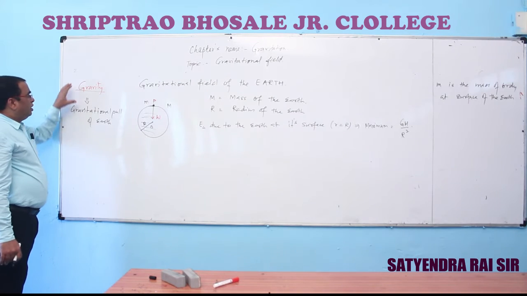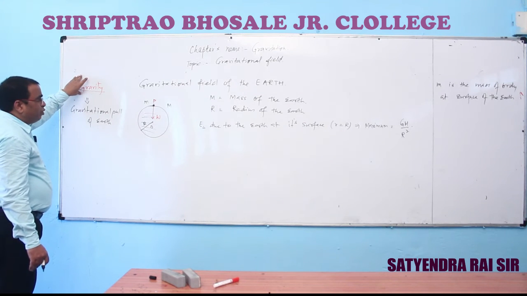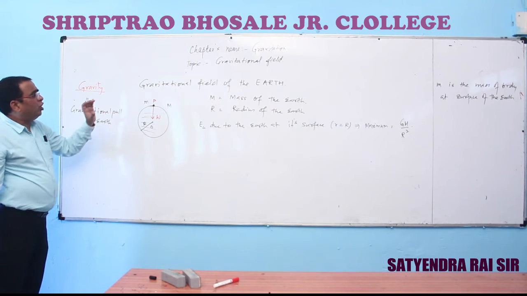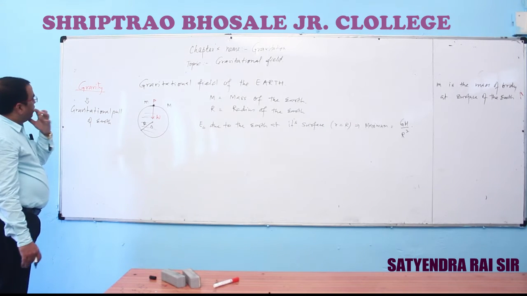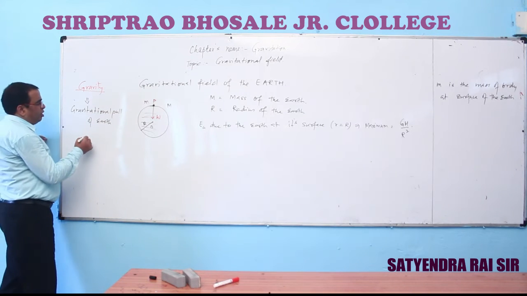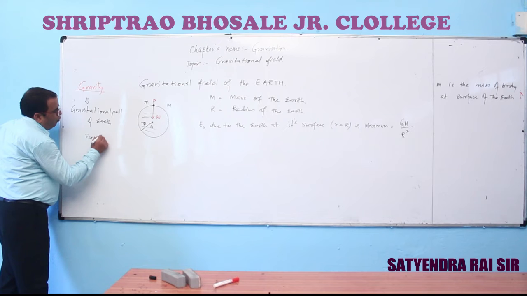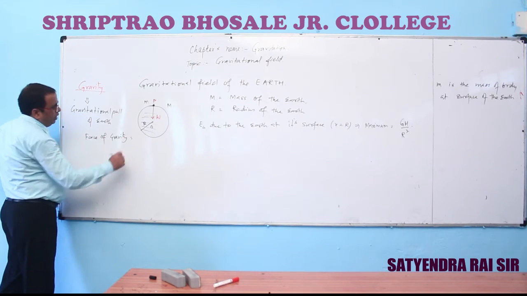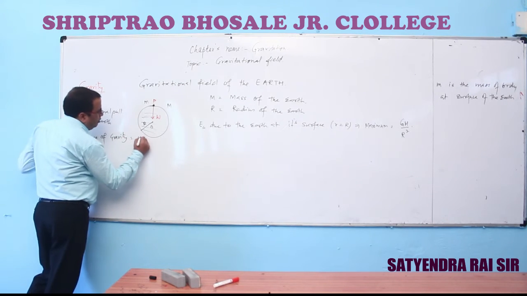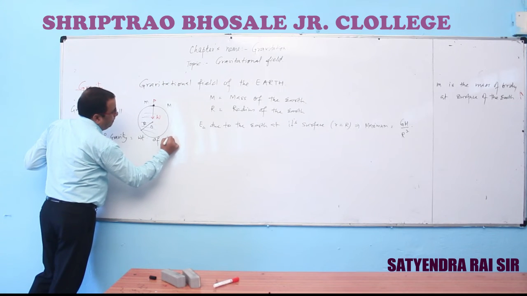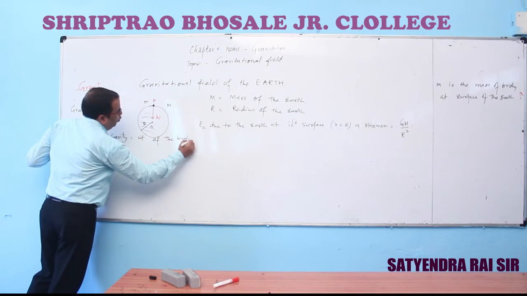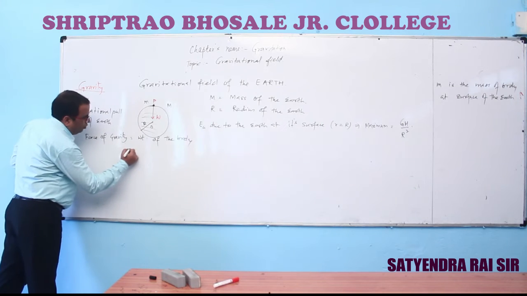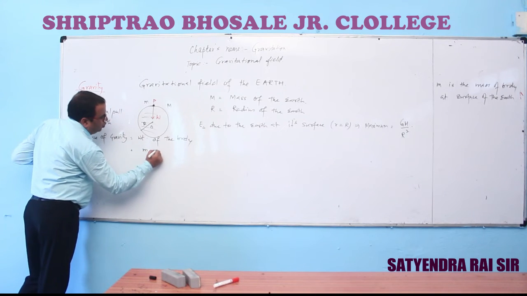So gravity of Earth is what? How much gravity is acting, or the force of gravity acting on the body? The force of gravity acting on the body is known as the weight of the body. Weight of the body. And what is the weight of the body? Its mass. We know well, its mass into g.